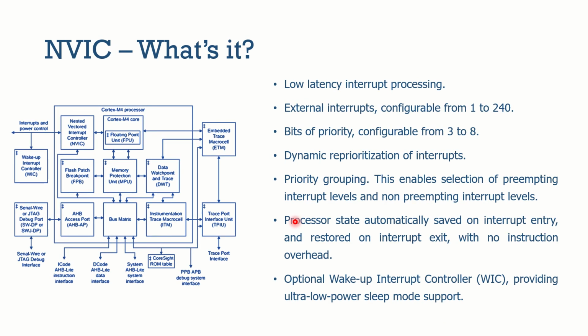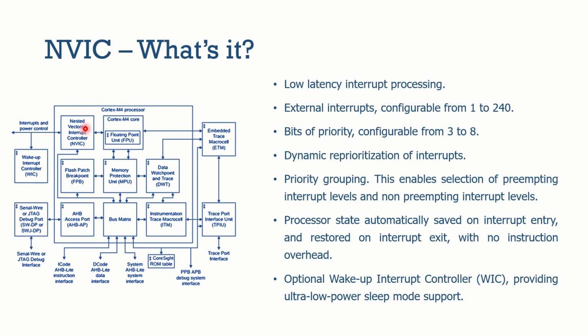Now, we need to understand what is NVIC. NVIC is nothing but the nested vectored interrupt controller. This is the block that we are talking about. We just completed the block where we saw the core M4 features with the floating point unit, and we are now talking about this nested vectored interrupt controller, NVIC. This is meant for low latency interrupt processing, and external interrupts are configurable from 1 to 240. The most important point is that we have bits for priority. We can prioritize, and the bits for priority are configurable from 3 to 8. And you can dynamically reprioritize the interrupts.